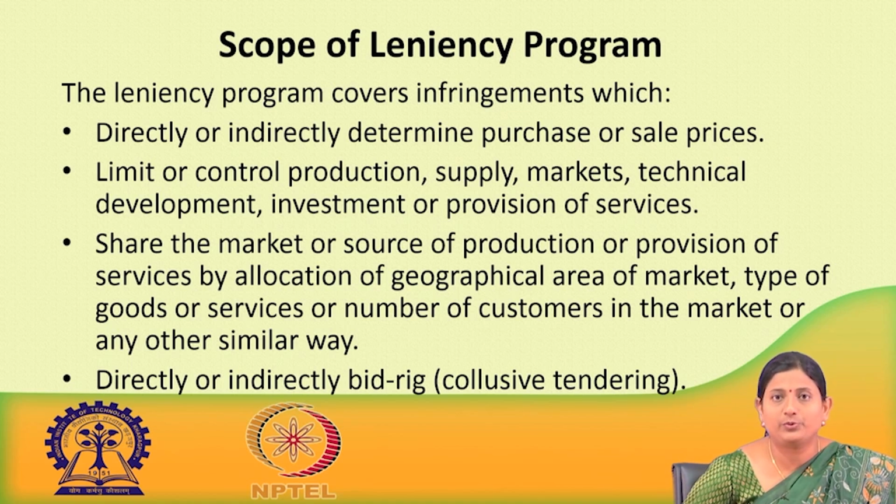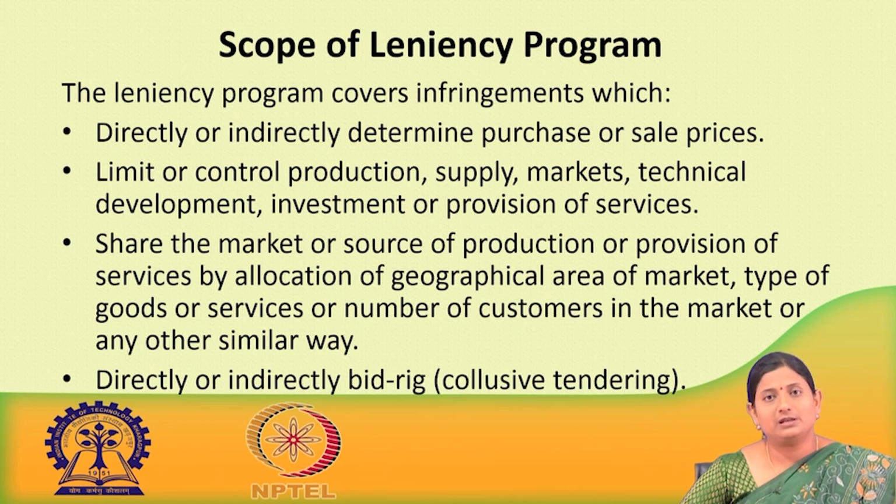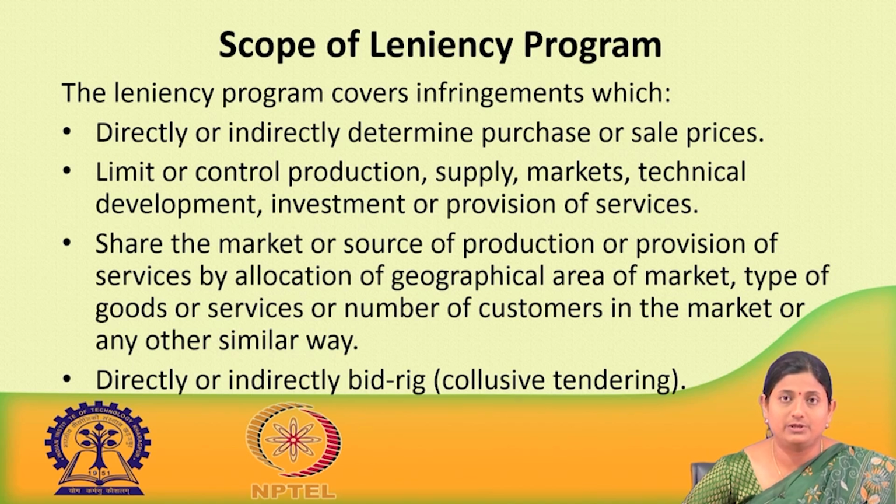So, basically the leniency program covers the infringement which directly or indirectly determines the purchase or sale price, limits or controls production, supply, market, technical development, investment or provision of services, or those kinds of infringements which share the market or source of production or provision of services by allocation of geographical area or type of goods or services, number of customers, market shares, or geographical region. So, if any kind of agreement covers those things, the whistleblower immunity or the leniency provisions can be applied there also, as well as to bid rigging and collusive tendering. These also come under the purview of the leniency scope. So, basically all cartelization and anti-competitive agreements can be a part of the leniency program.